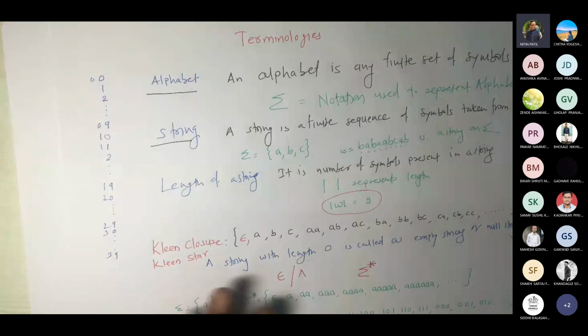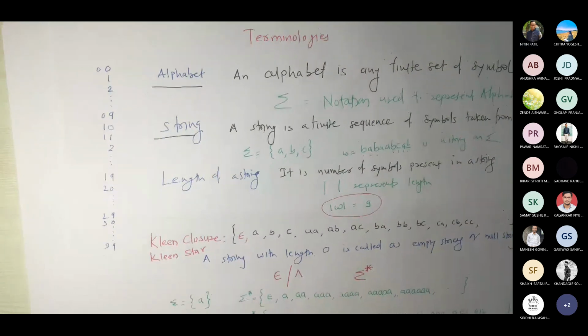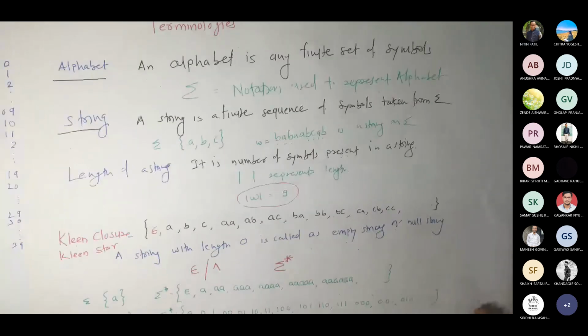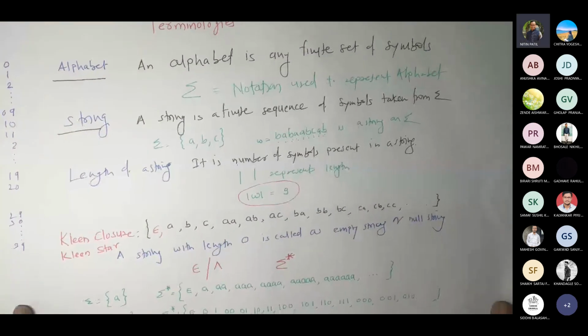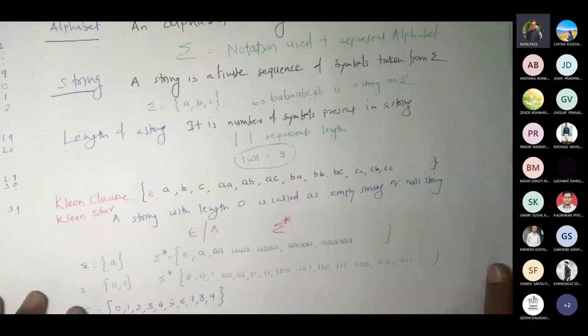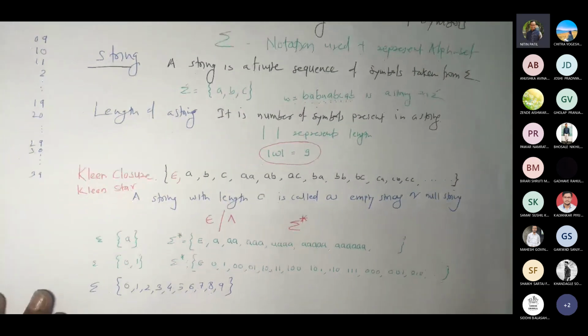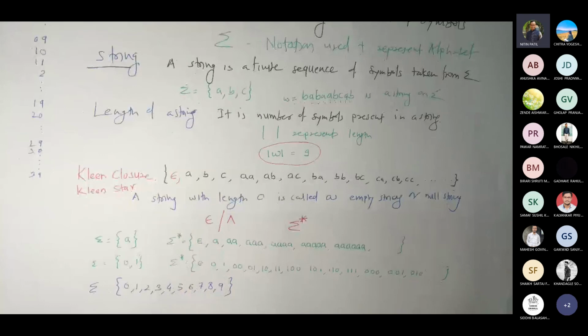Is there any question till this? Now, as I said a while ago, what if I remove the existence of epsilon? I don't want epsilon at all in my language. How can I remove this epsilon? So what I do is I use a concept called positive closure.